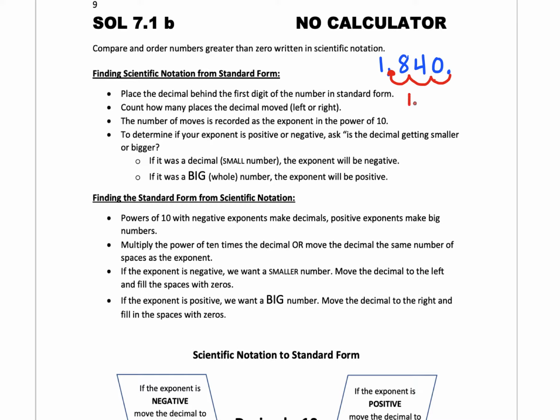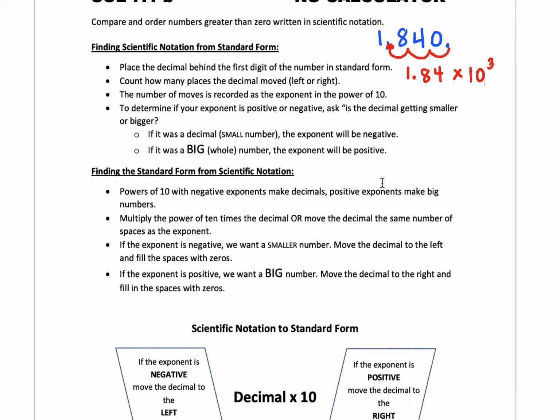So the number that I created when I moved my decimal was 1.84, and we had to multiply this by 10 to some power. We get the power by counting our loops. We had to move it 3 times. And since 1,840 was a large number, greater than 1, we're using a positive exponent here. So now to change it back into standard form, if I write this as 1.84 times 10 to the third, to change it back into standard form, I just have to follow the rules of my exponents.